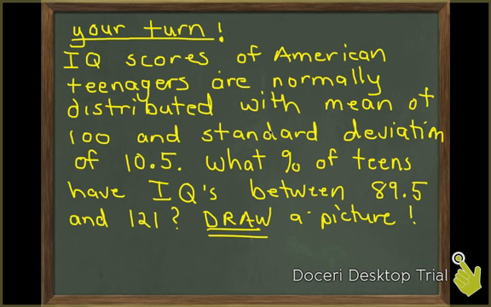Here's a problem for you to try. IQ scores of American teenagers are normally distributed with mean of 100 and standard deviation of 10.5. What percent of teens have IQs between 89.5 and 121? Remember to draw the picture first. You might want to stop the video, work the problem, and then when you go to the next section, I'll have the answers for you. We'll see how well you did.